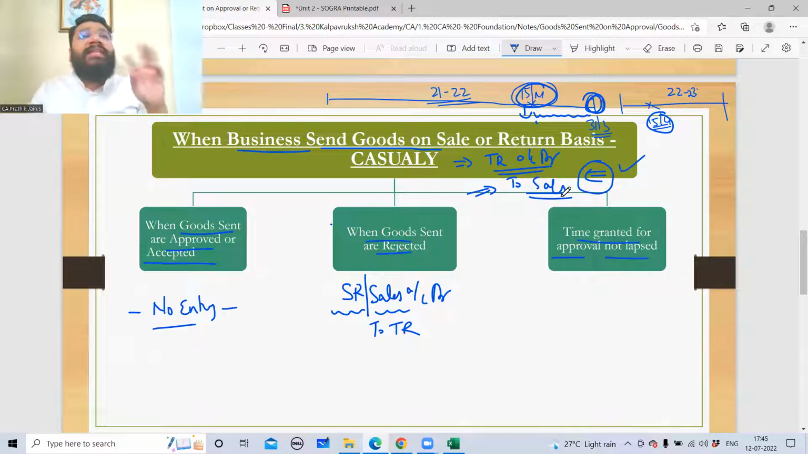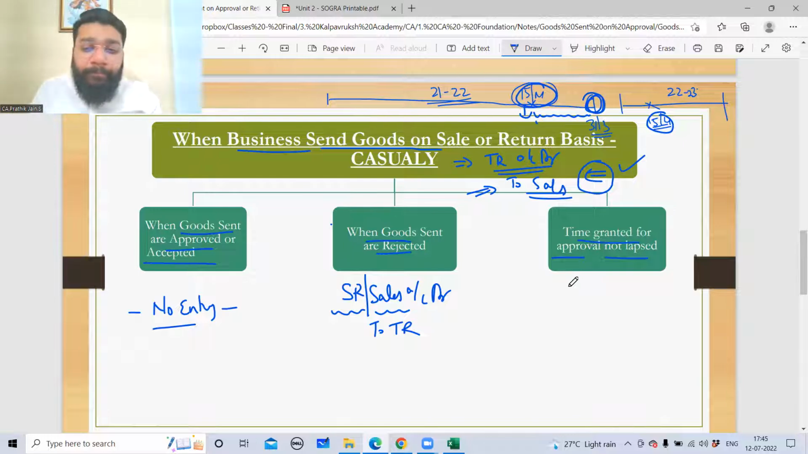Since the nature of the transaction is casual, we did not want to have a separate headache of maintaining accounting for the normal transaction and separate accounting for goods sent on approval transaction. For that purpose, we treat it as a casual sale. But both of us know that this is not a real sale, because the acceptance has not been given by the customer. Until the acceptance is given, how can we treat it as a sale? So on the year end, you have to reverse the sale entry.